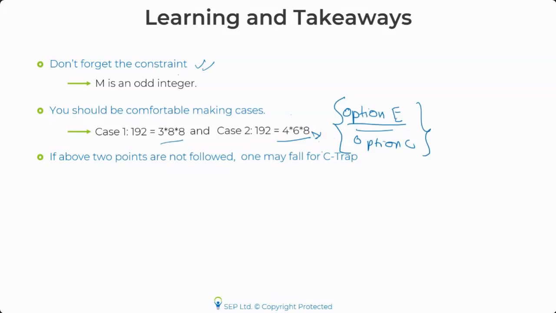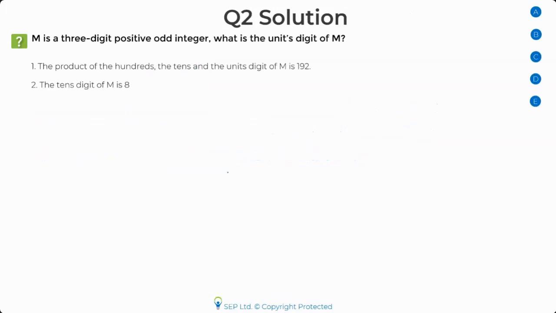Ambrish is asking, can it not be? Ambrish, understand how can it be? Think about it. From the second statement, you only know that ABC is a three-digit number and the tens digit is 8, but you're looking for the units digit. You're looking for the value of C. What is the value of C? Can you tell me the value of C by just using statement two?